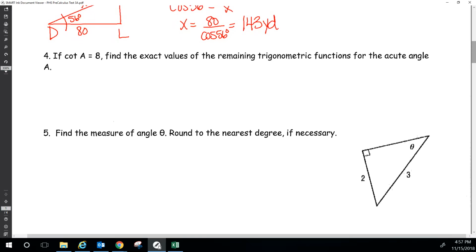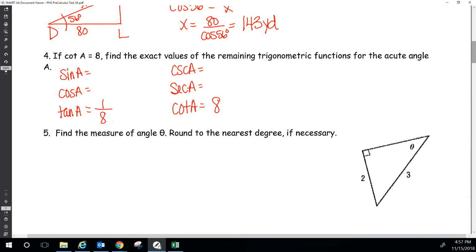unit measures. All right, number 4, it says if cotangent A is equal to 8, find the exact values of the remaining trigonometric functions. So we've got sine A, cosine A, tangent A, and then I've got cosecant A, secant A, and cotangent A. All right, and we know that cotangent A is 8, which means the reciprocal, tangent, would be 1 over 8. And from those two pieces of information, we can set up our angle.